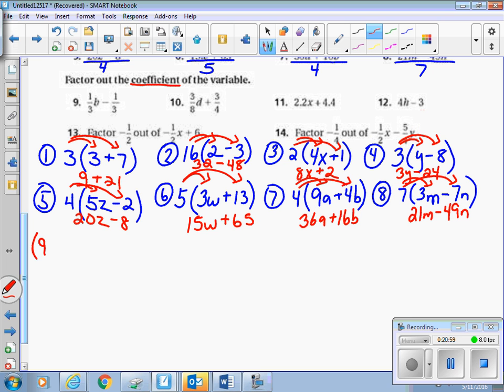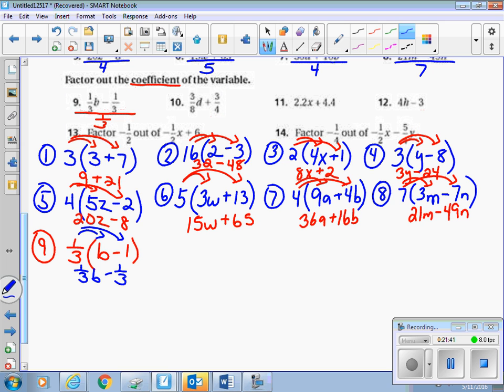Therefore, we're going to look at 1/3 as the coefficient. And since 1/3 is the coefficient, 1/3 is going to be my first factor, and I'm going to divide this entire expression by 1/3 to get my second factor. 1/3 b divided by 1/3 would leave me with just b. Negative 1/3 divided by positive 1/3 would leave me with a negative 1. And just like always, we're going to go back and distribute to check. 1/3 times b would be 1/3 b, and 1/3 times a negative 1 would give me a negative 1/3, and I can see that that matches my original expression.